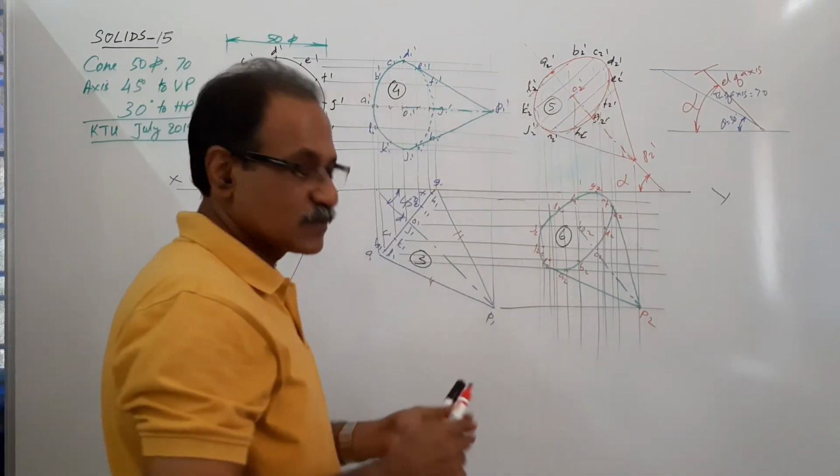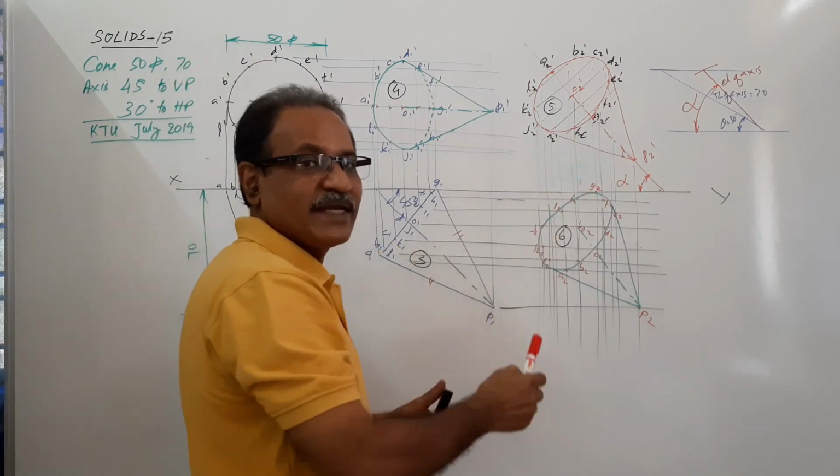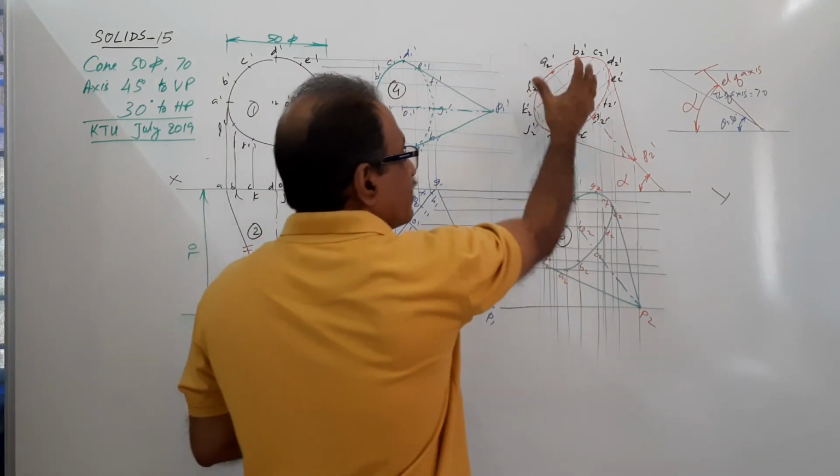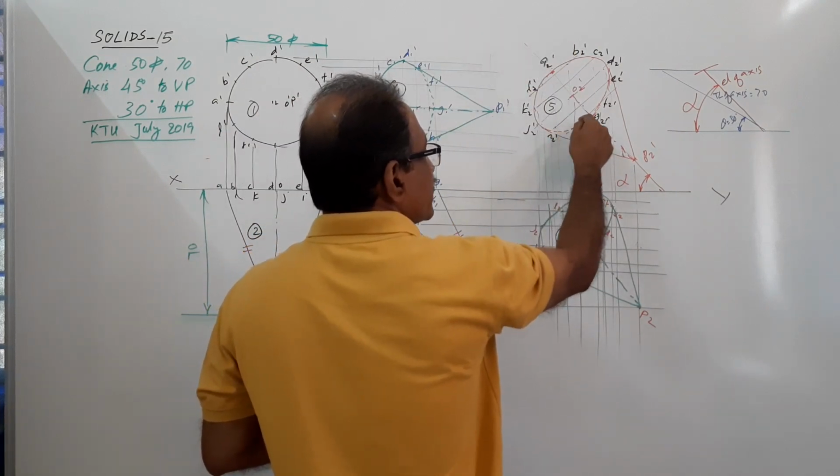Draw vertical projectors, draw horizontal projectors, you get the final elevation, second elevation. Redraw this elevation. How will you redraw? After finding alpha, redraw it. Oh, these are dotted.